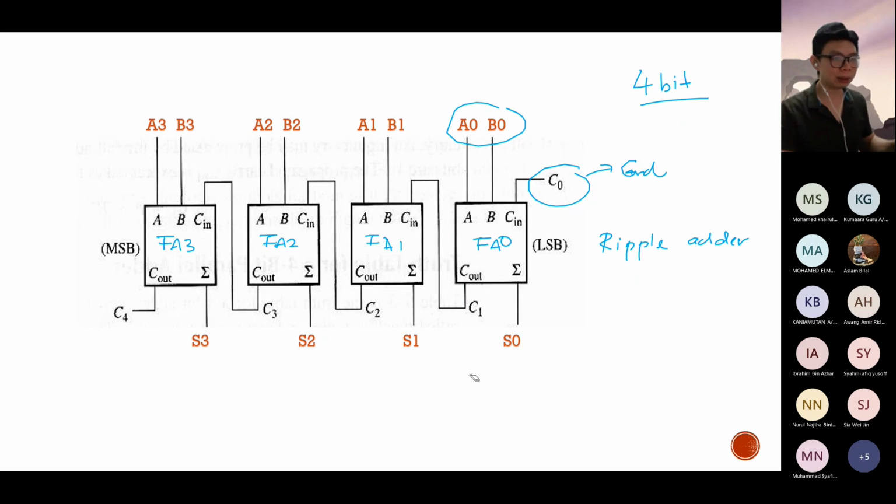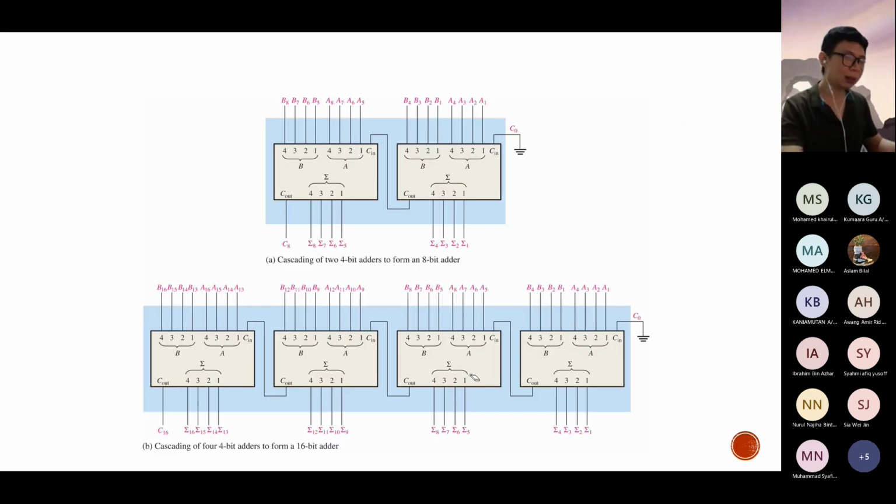Turns out, what if we don't want 4-bit? What if we want 8-bit? What if we want 16-bit? What if we want more than that? We can always reuse this in the same way. Over here we have a 4-bit adder, and over here we have another 4-bit adder. So we can cascade these 4-bit adders together like that.